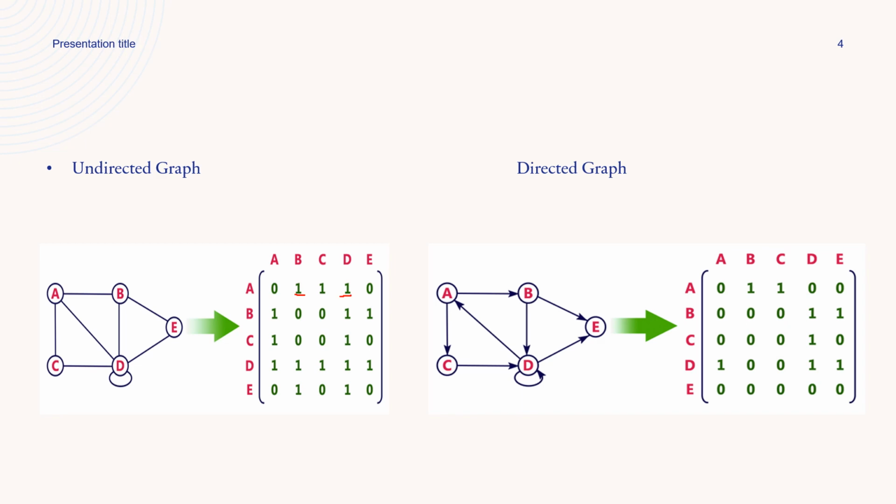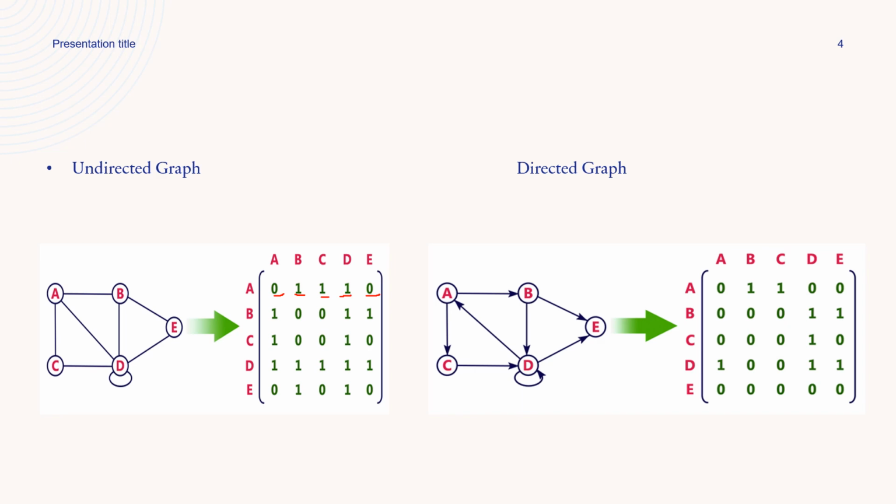Then again there is an edge from A to C, so we mention 1 here, and for the edges which are not present from A, we mention 0. So it's simply a matrix. We need to form the matrix and put the values 1 or 0 according to the edge availability. In this way we have done the undirected graph.